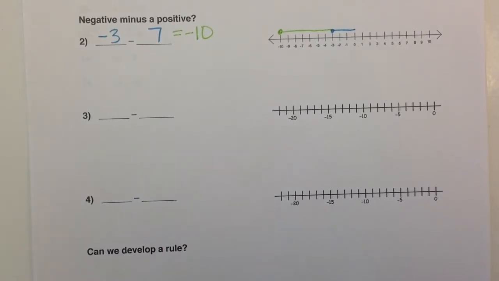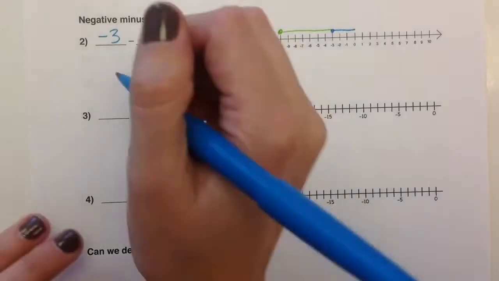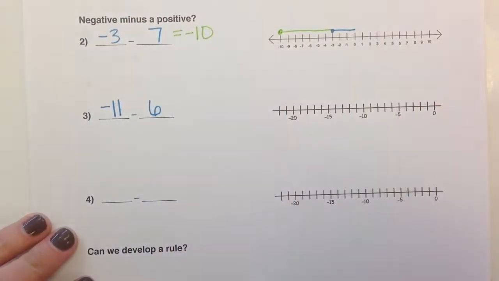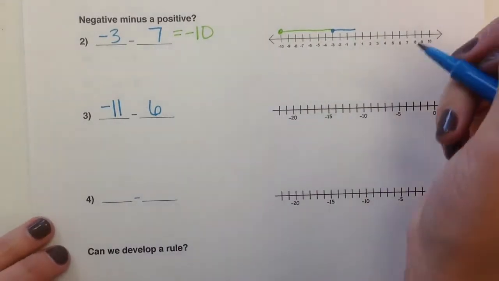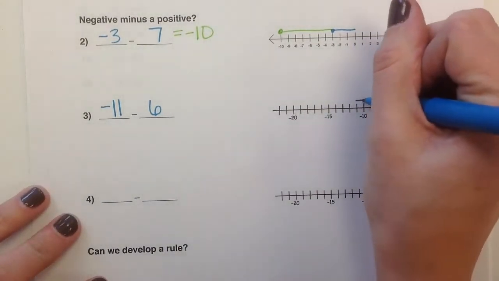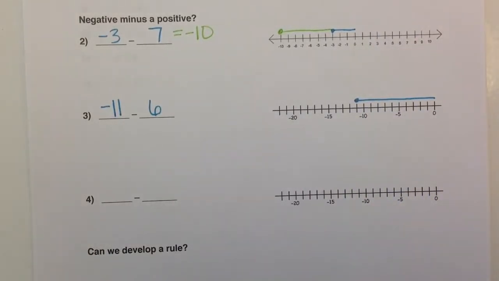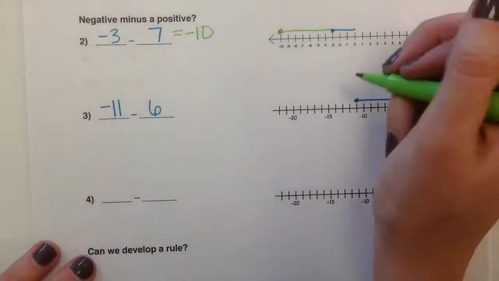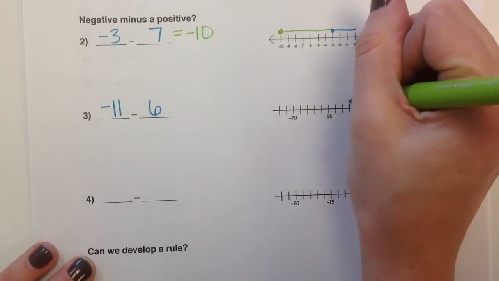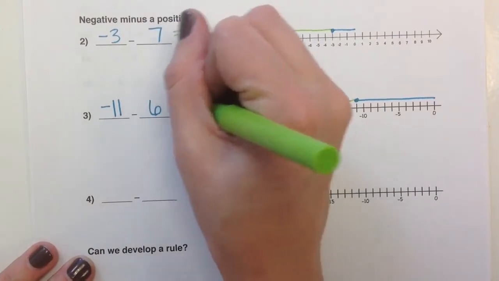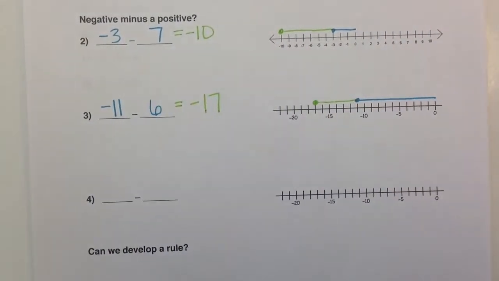Next example. Got negative 11 minus 6. So we start at negative 11. Again, when I subtract a positive, this is not subtracting a negative, subtracting a positive, I'm moving to the left. 1, 2, 3, 4, 5, 6, which lands me at negative 17.